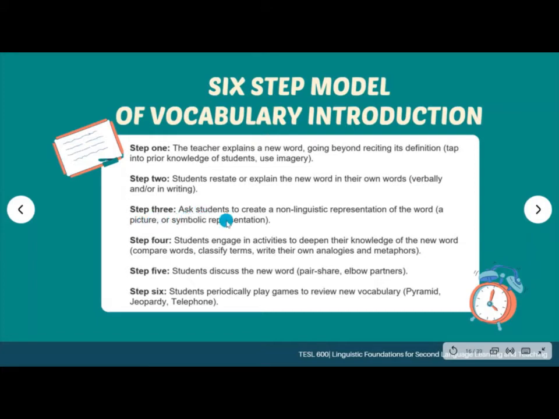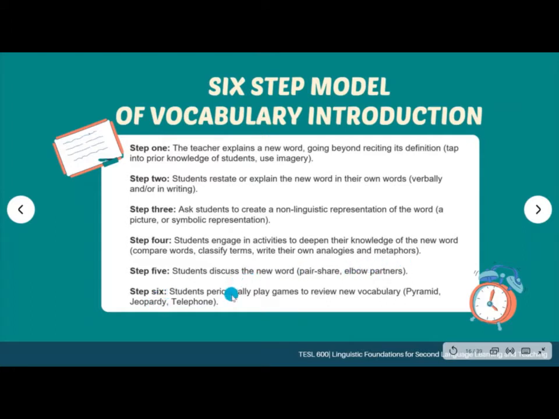Step 3, ask students to create a non-linguistic representation of the word. Okay, so maybe it's a picture, a drawing, or a symbolic representation for them to get the entirety, or for them to have an understanding of it, okay? Because it's easy whenever we have visual learners, okay? Step 4, students engage in activities to deepen their knowledge of new words. So we can use comparing words, we have to classify the terms, write their own analogies and metaphors.